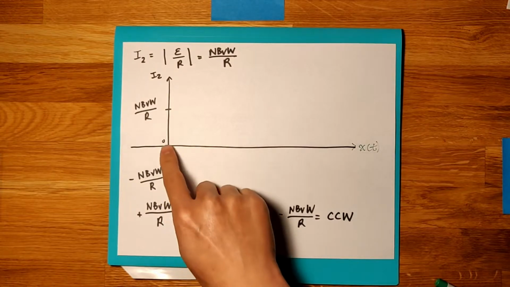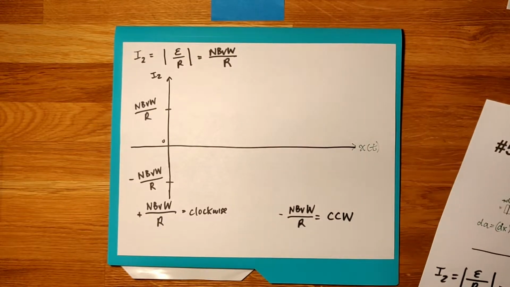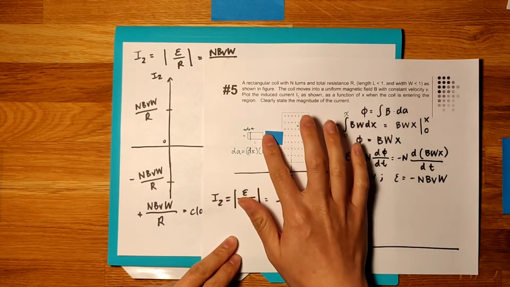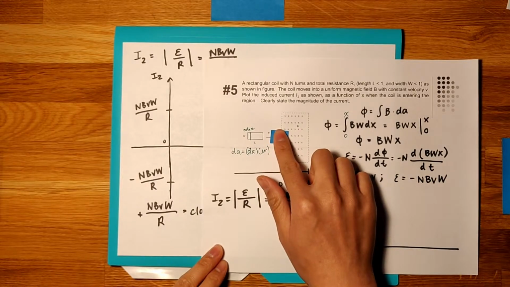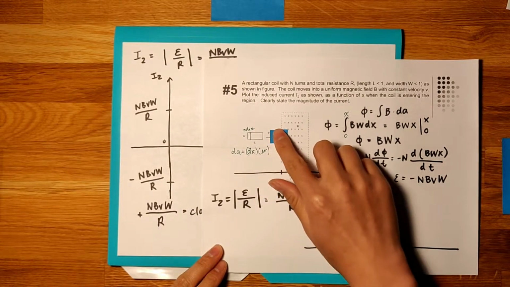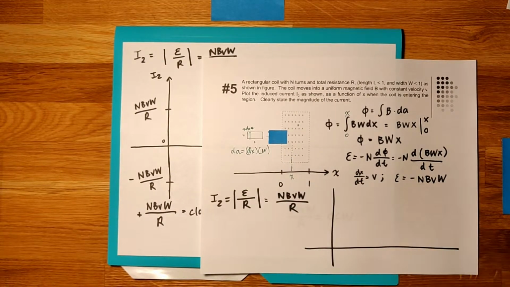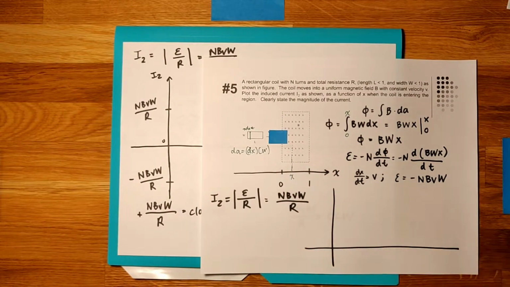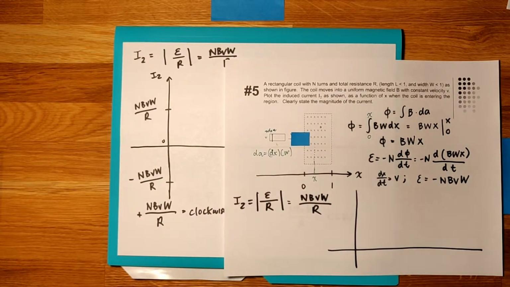So at 0, let's just say this point 0 is the moment when the square loop, the rectangular coil, is starting to enter the magnetic field. So it's going to be at around right here when it starts entering the magnetic field. So at this moment, what will the induced current be? Well, since the flux is changing, we will indeed have an induced current. But the question is, would it be clockwise or counterclockwise?